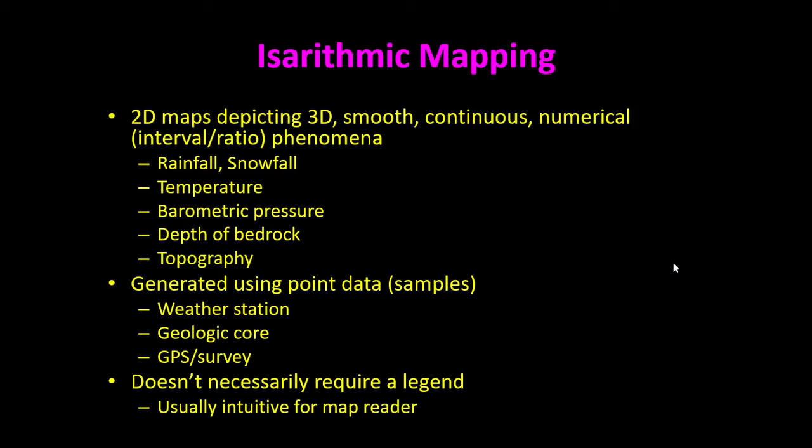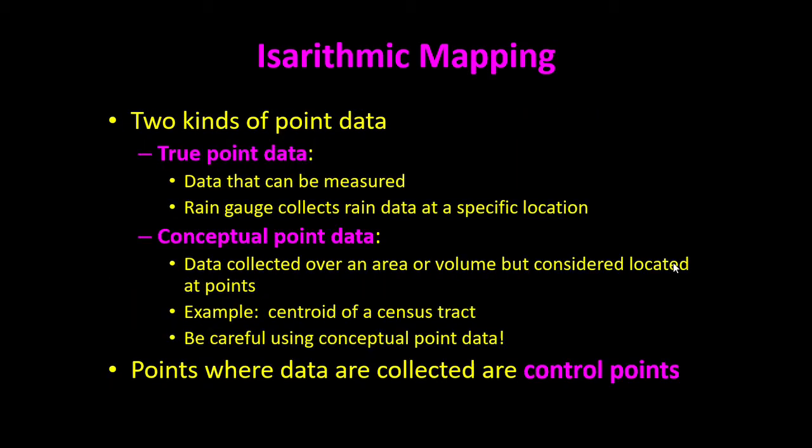There's two kinds of point data. There's true point data. That's data that can be measured. So once again, a rain gauge collects rain data at a specific location. So that's true point data.